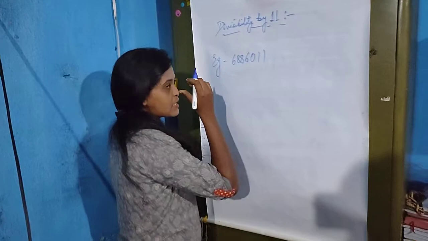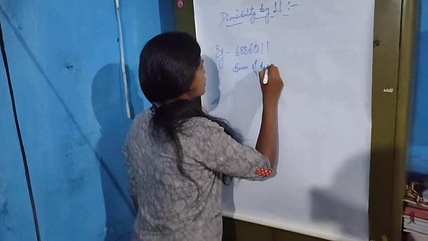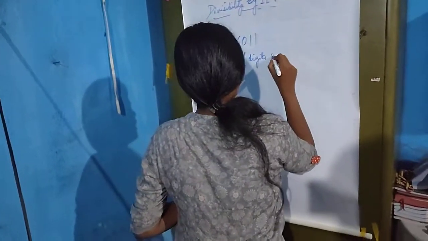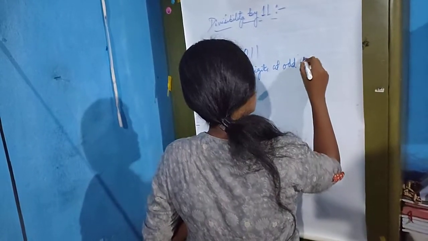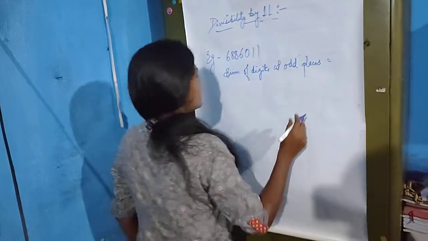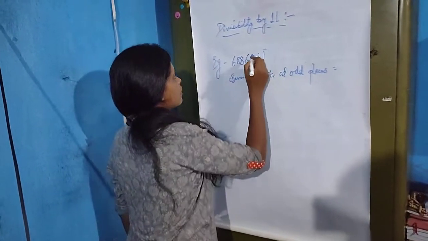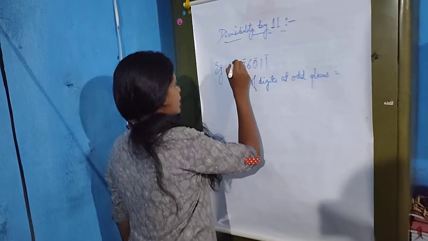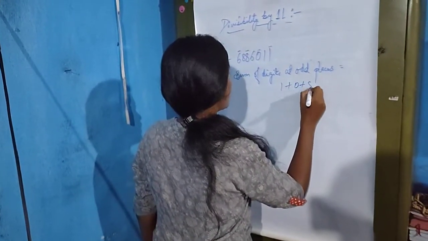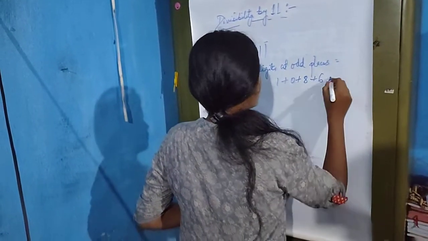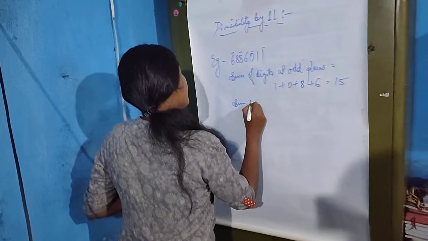First of all, you have to find the sum of digits at odd places. See, odd places you will always start with the units digit, then this one, then this one, and then this one. So the sum of the digits you find is 1 plus 0 plus 8 plus 6. This will be 15.